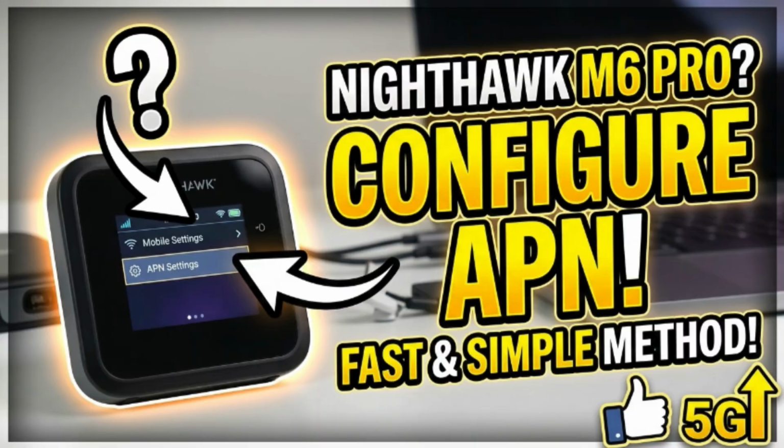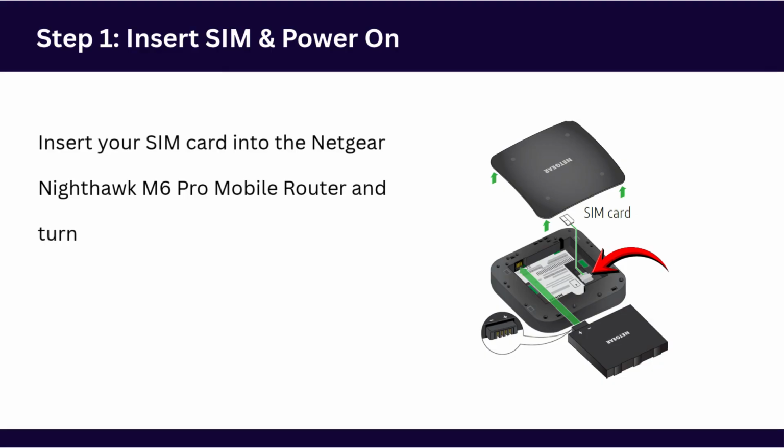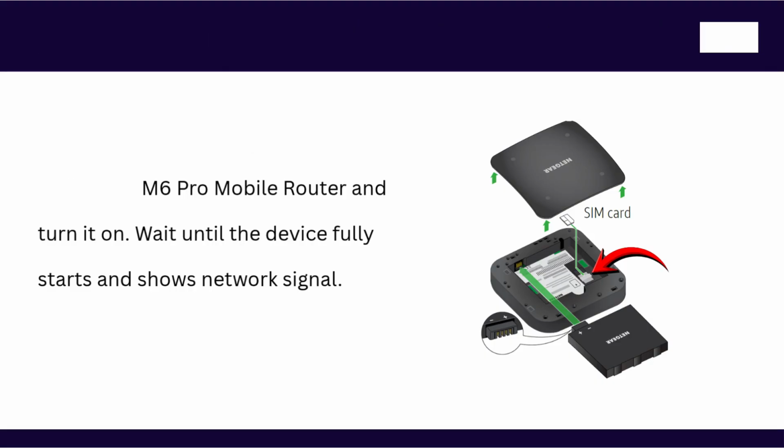Nighthawk M6 Pro APN configuration fast and simple method. Step 1. Insert SIM and power on. Insert your SIM card into the Netgear Nighthawk M6 Pro mobile router and turn it on. Wait until the device fully starts and shows network signal.